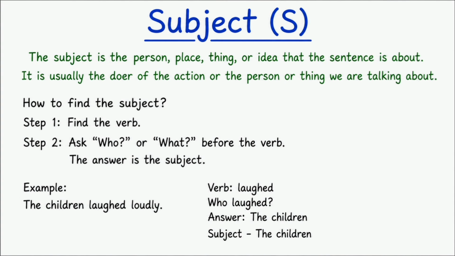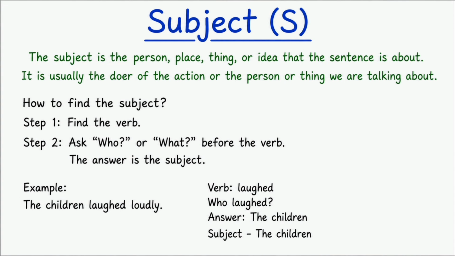First, let's see what a subject is. Yesterday, we already learned about it. The subject is the person, place, thing, or idea that the sentence is about. It is usually the doer of the action or the person or thing we are talking about.